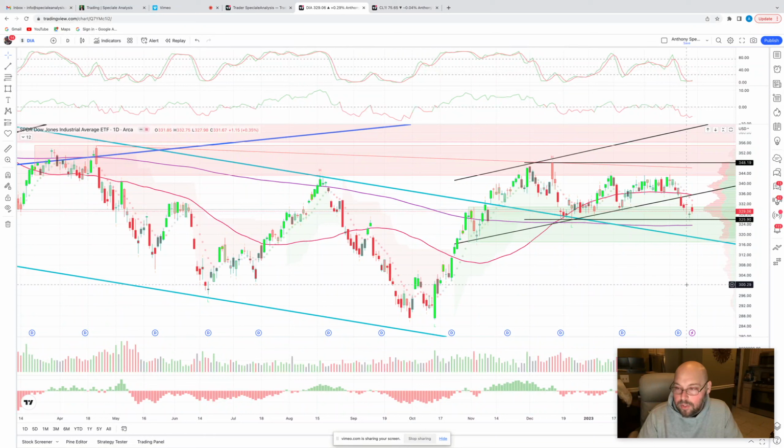300 wouldn't be out of the question, pretty efficiently, as we would then retest these lows. The low here down around 287. Or if we rotate here and go higher, we got to close above the 50-day. And then we got to take out these highs.